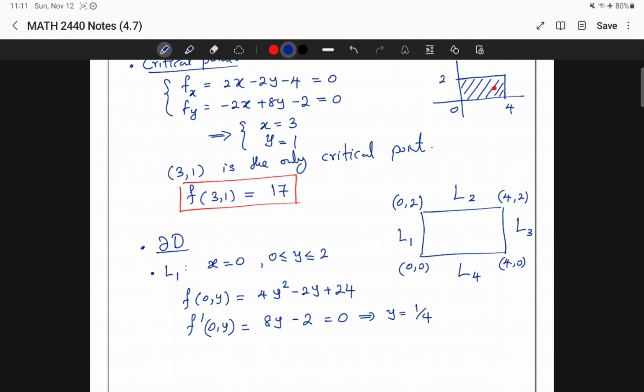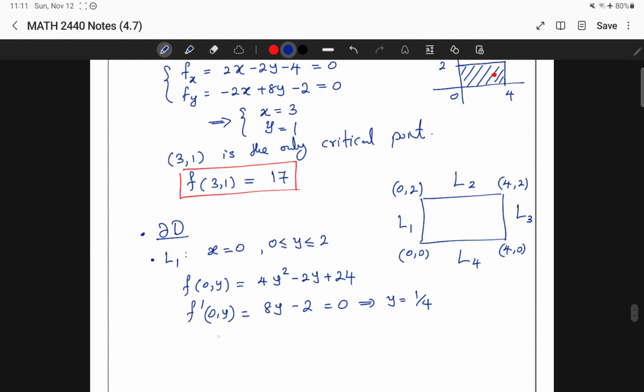Okay, so that means the critical point is (0, 1/4). On that line, this point is a critical point. The function value is, you plug in the function, you should get 23.75.